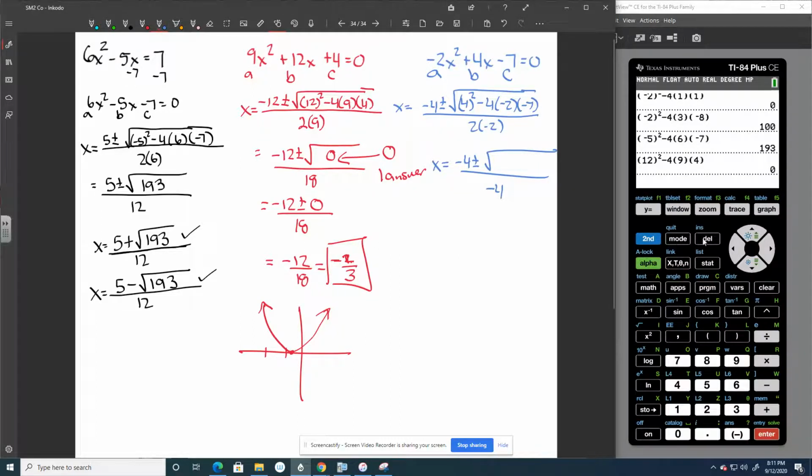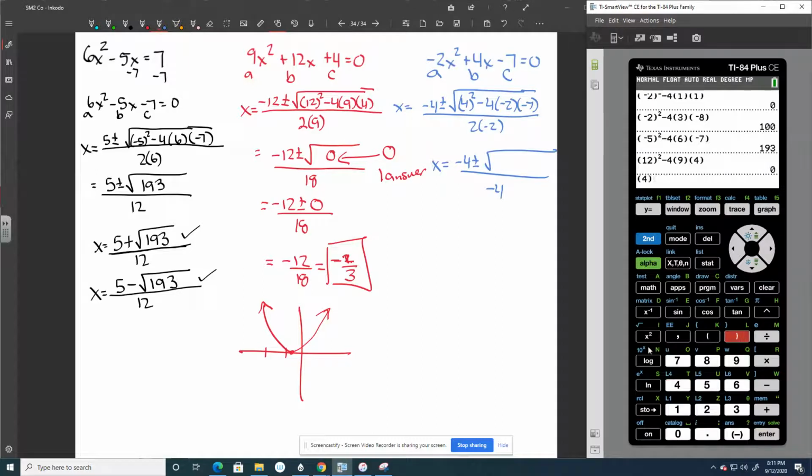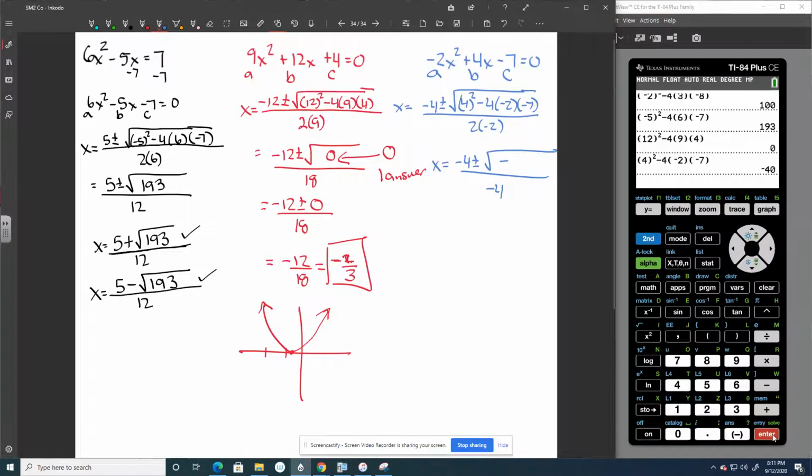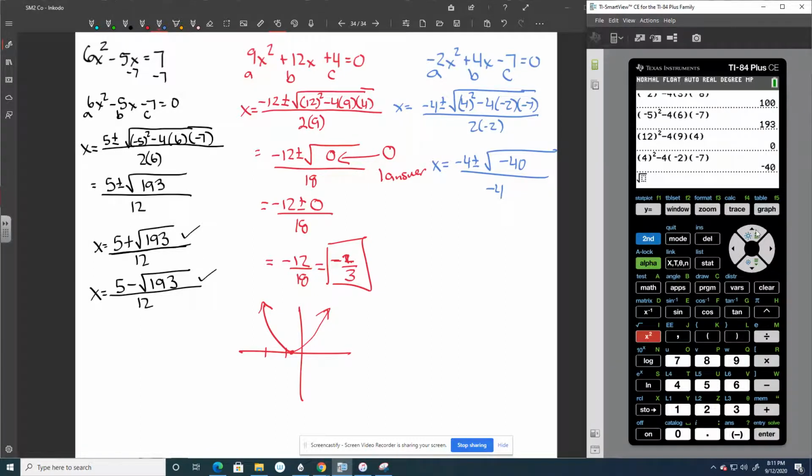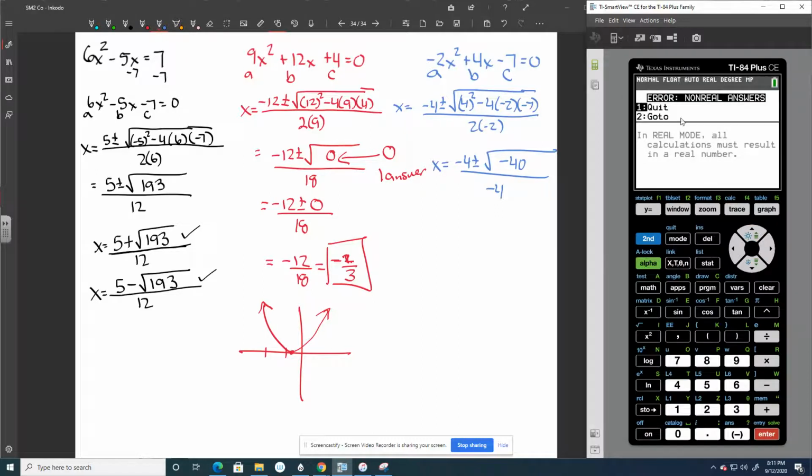Now let's put that in our square root. 4 squared minus 4 times -2 times -7. Oh, it's going to happen on this one. Look what happens when I hit enter. I get a negative number. A lot of you are thinking, oh, no big deal. You can do negative numbers. But if I try to take the square root of -40, it says error, non-real answers.